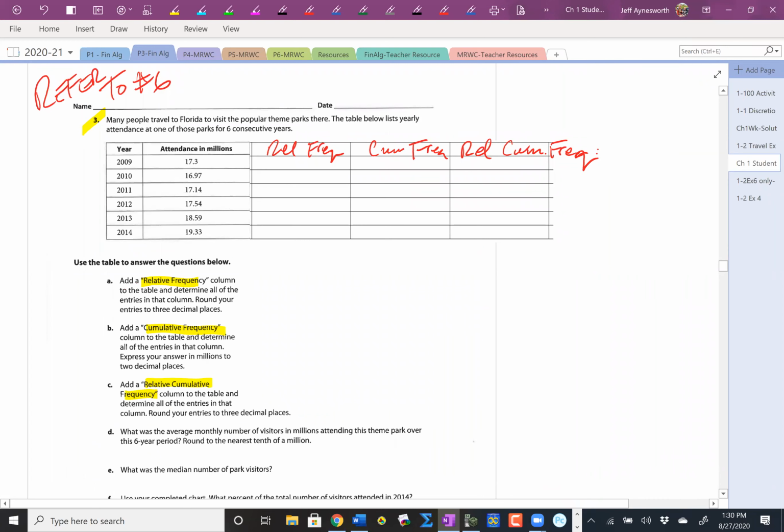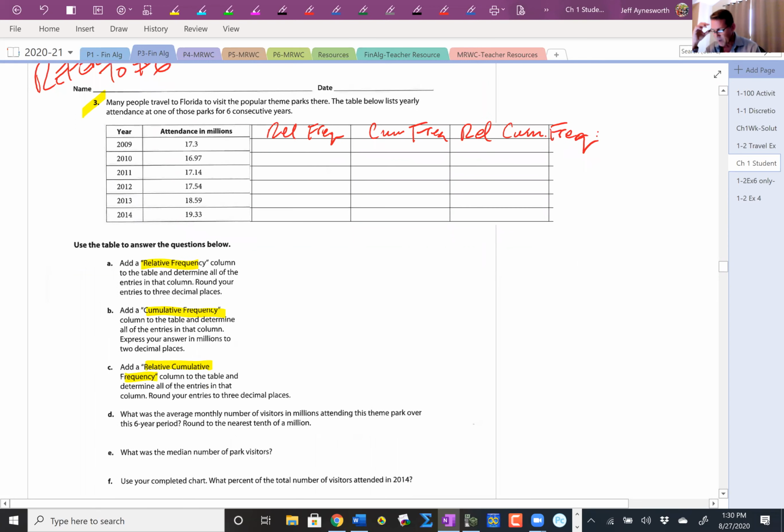Go ahead. Okay. Because on the answer sheet, it was 17.8 million, but it was asking for the average monthly. So I was just wondering how you got 17.8 million. So good point there. Let me think about this for a second. So we have, what is the average monthly number of visitors in millions attending the theme park over the 6-year period? And those are yearly numbers.